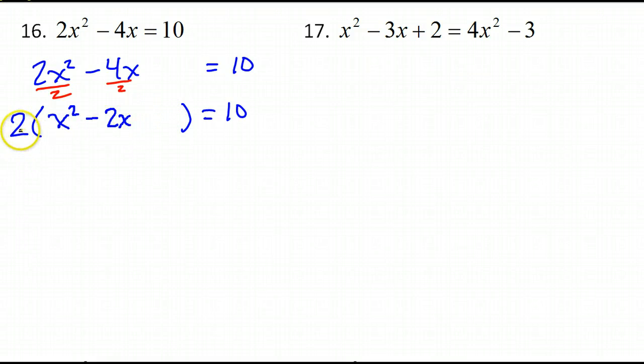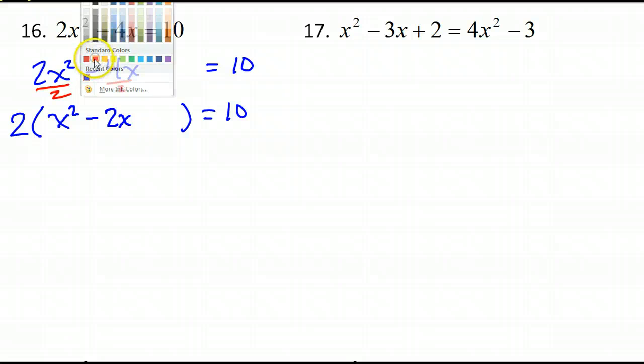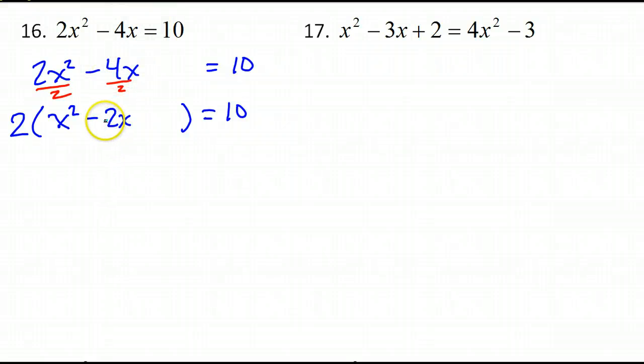Now that I pull that 2 out, and I just have a leading coefficient of 1, now, and only now, will I do half of the middle squared. So half of this is 1, and 1 squared is 1. So I'll put a plus 1 right here. Now, what am I going to add to the other side?